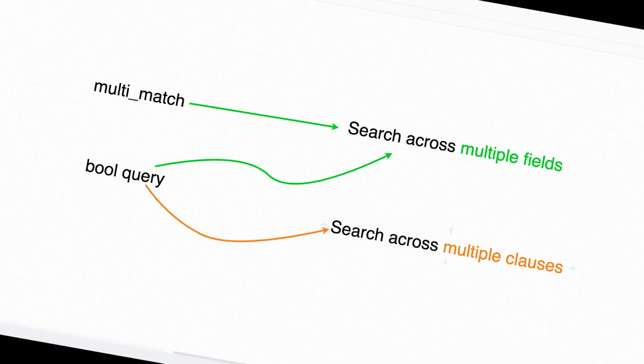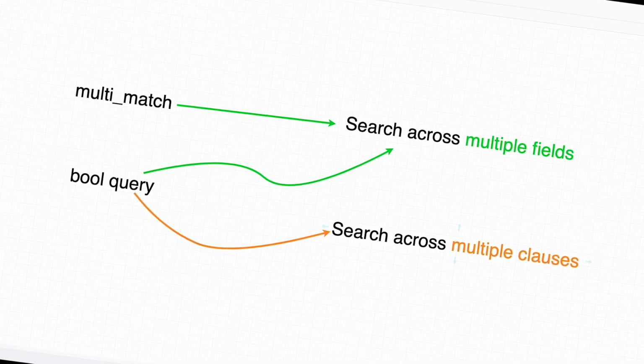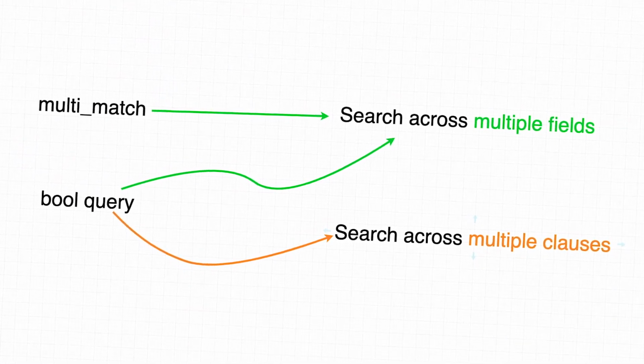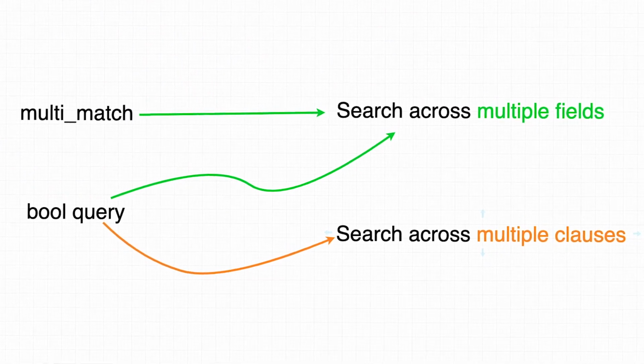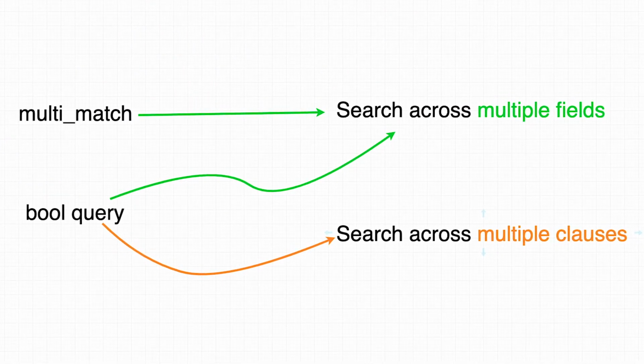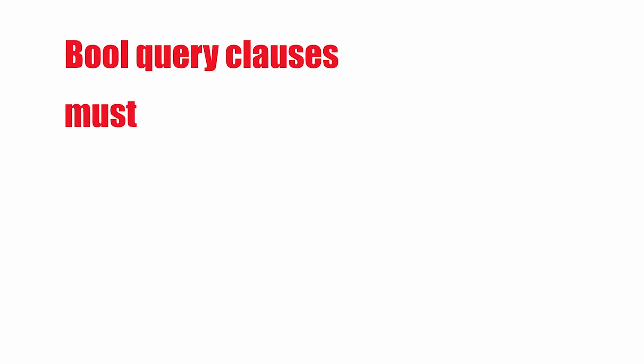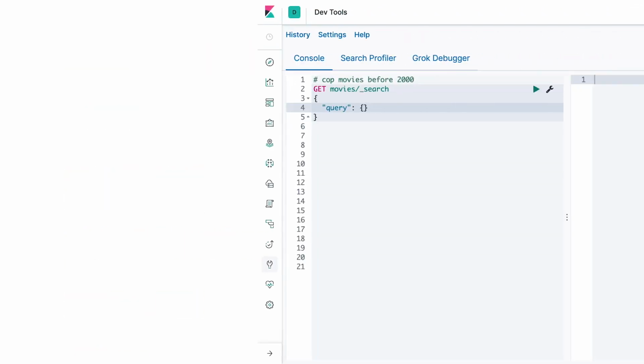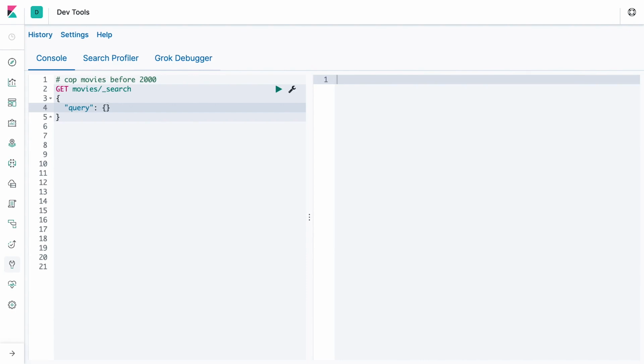A more advanced version of the multi-match query is the bool query, which differs in that not only does it match queries across multiple fields, but it matches across multiple query clauses, which are must, must not, should, and filter. Let's start off with an example. Let's do a search for cop movies that were released before 2000.